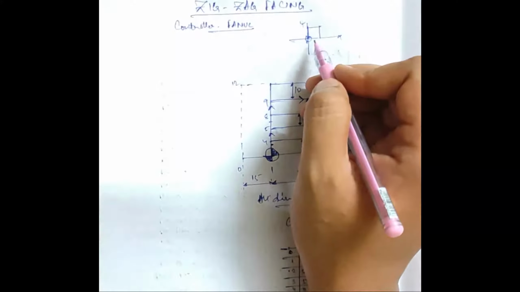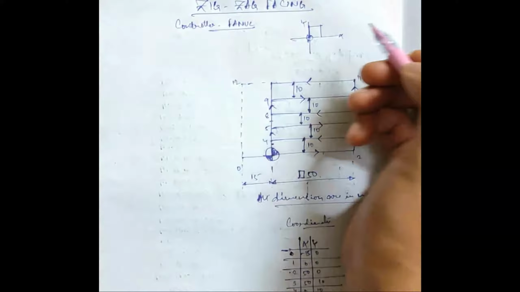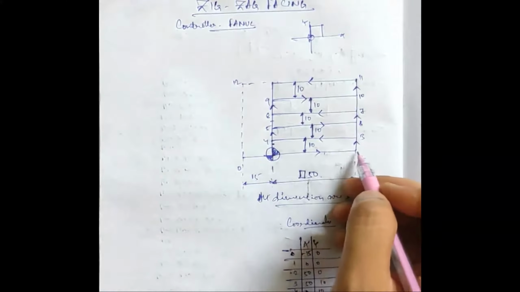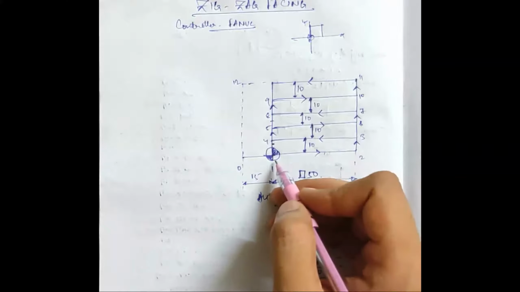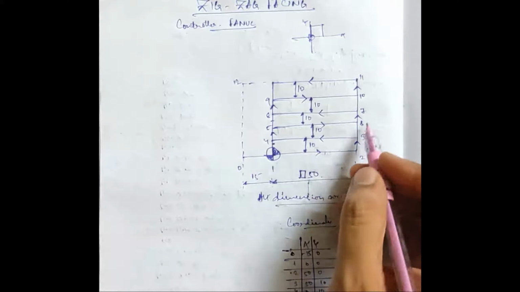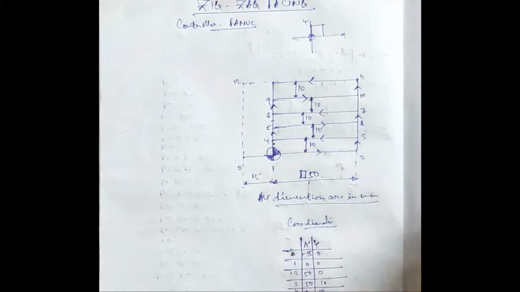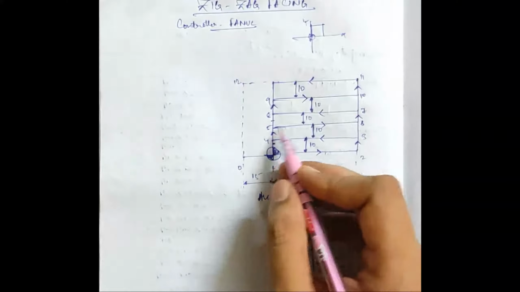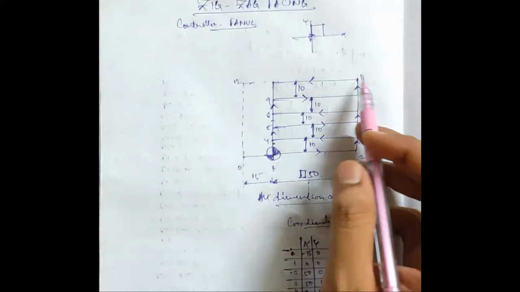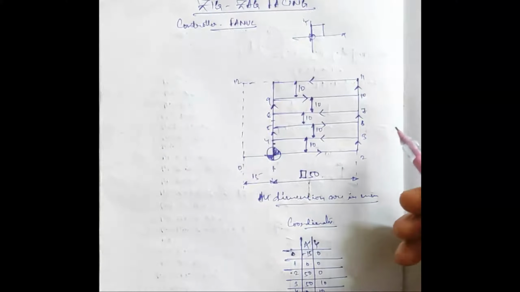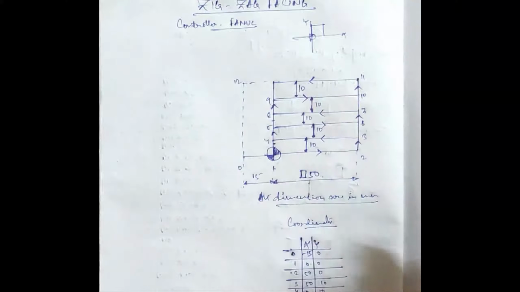That's why I am saying this is in the first quadrant, which means all the coordinates of these points will be positive. Okay. So this is the origin. These are the points 1, 2, 3, 4, 5, 6, 7, 8, 9, 10, 11, 12. Okay. So let's find out the coordinates of all these points.